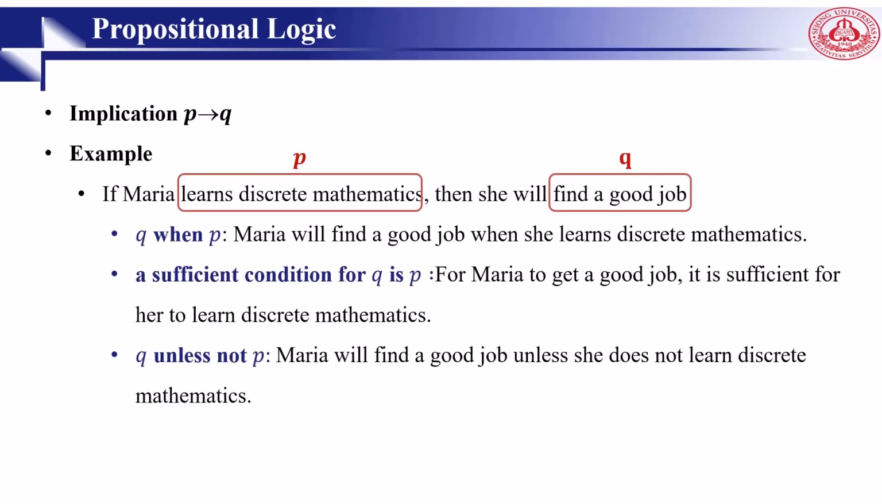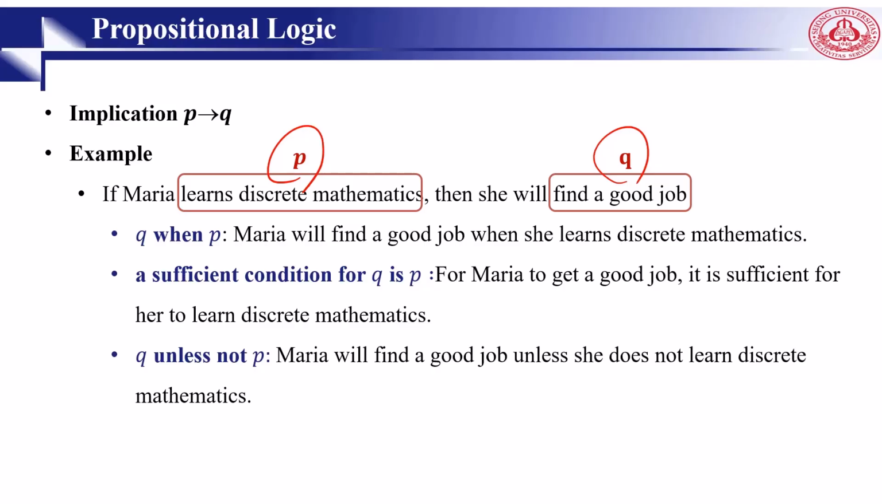Let's see another example to better understand the concept of implication. If Maria learns discrete mathematics, then she will find a good job. Here two statements are there. Learning discrete mathematics we consider as P, and finding a good job we consider as Q. So when we say Q when P, it means Maria will find a good job when she learns discrete mathematics.